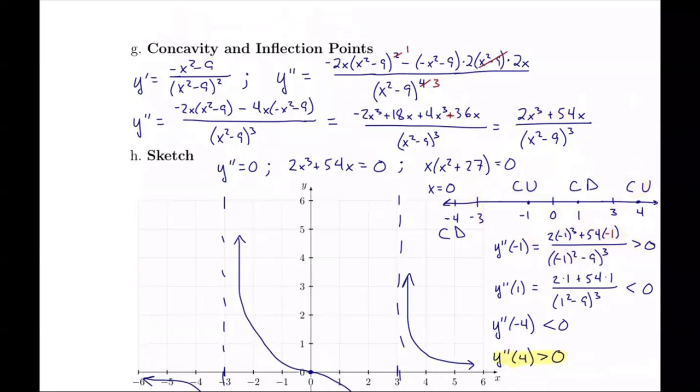So we do have inflection points, right? We're concave down, then up, then down, then up. So we have inflection points at negative 3, 0, and 3. Every one of the zeros of our second derivative turned out to be an inflection point. So we'll note that when we go to graph this curve.